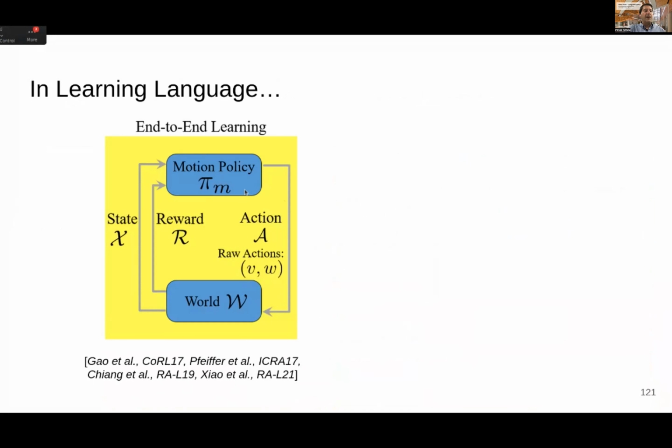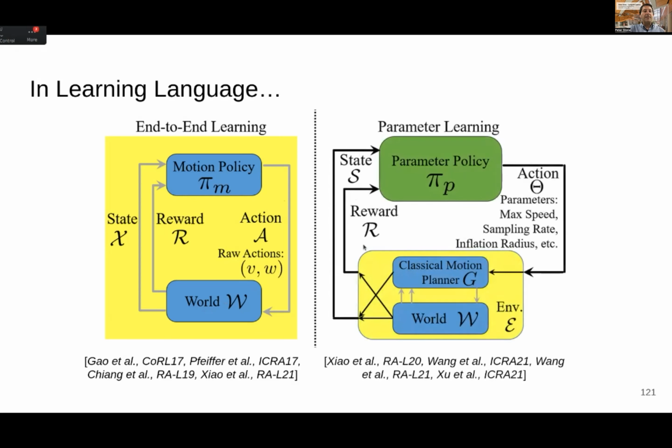In learning language, you could think of end-to-end learning as trying to learn a motion policy. In contrast to that, what we're learning is a parameter policy. We're putting the classical motion planner itself in the environment and saying that the thing we have control over in our policy is the parameters.